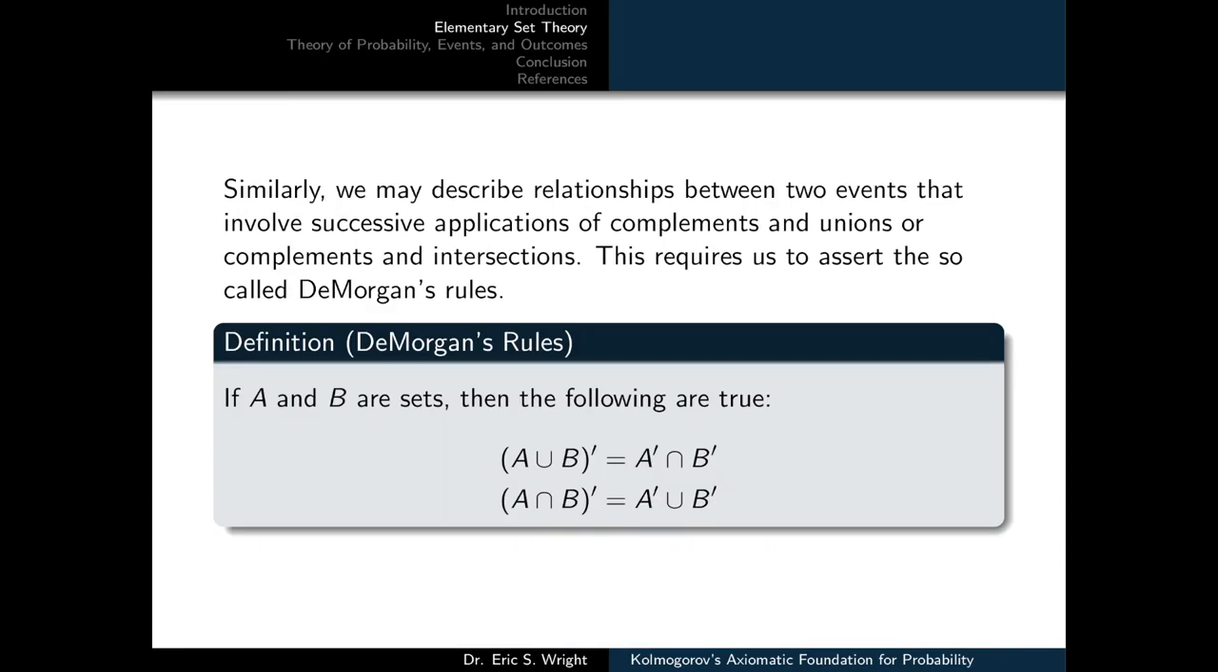We can also describe relationships between two events that involve successive applications of complements and unions, or complements and intersections. This requires us to assert the so-called De Morgan's rules. Those state that if A and B are sets, then the following statements are true. The complement of A union B is equivalent to A complement intersect B complement. And the complement of A intersect B is equivalent to A complement union B complement.